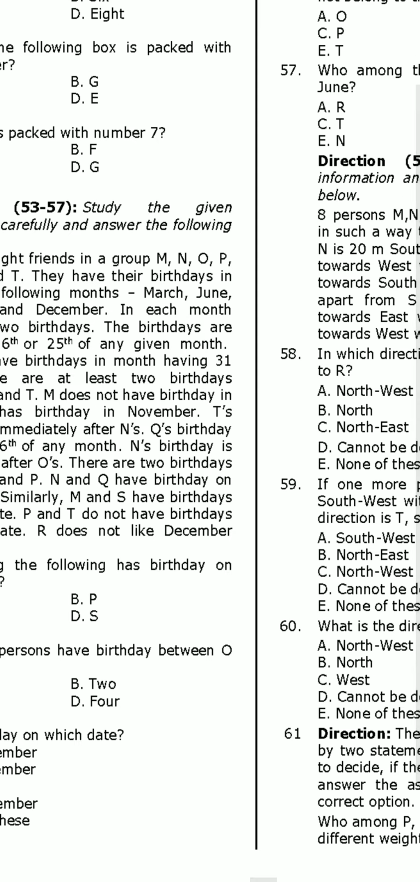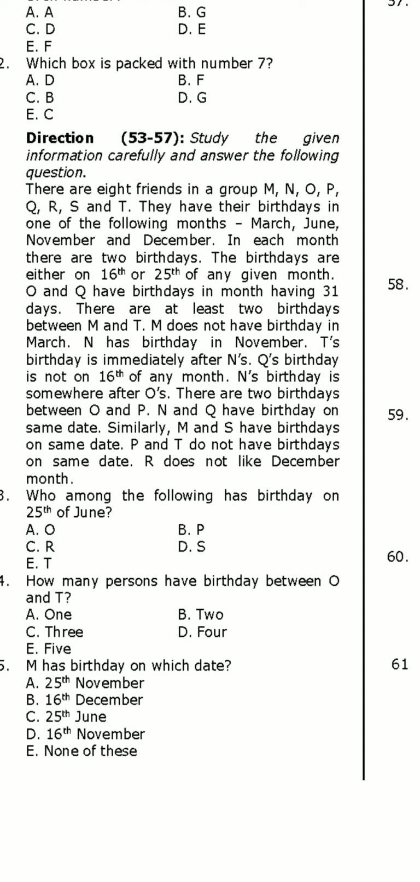Let's go to 53 to 57. Study the given information carefully and answer the following question. There are 8 friends in a group, M, N, O, P, Q, R, S, I, N, T. They have their birthdays in one of the following months. Okay, so now this is birthday sequence kind of question.